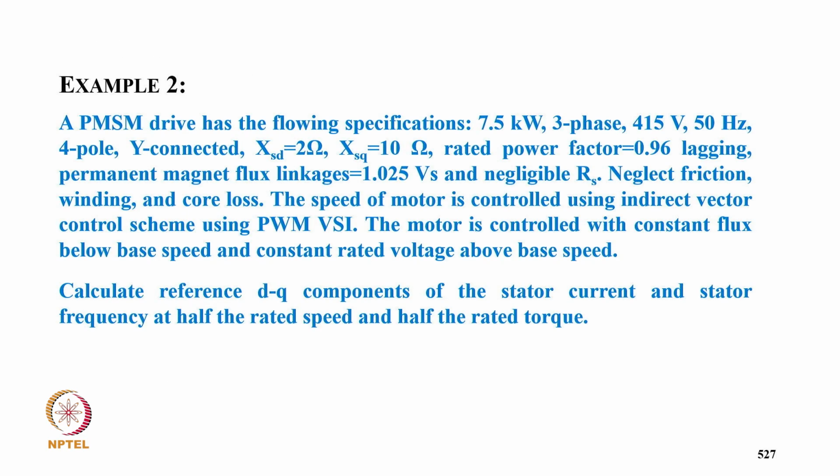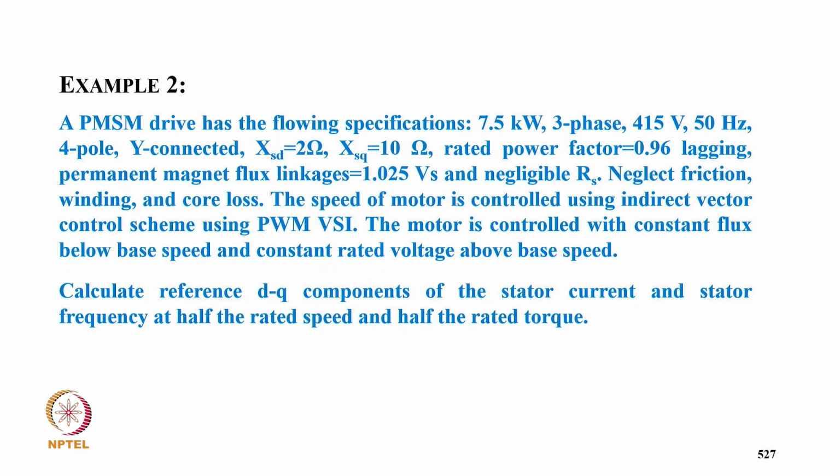Coming to example 2: a PMSM drive has the following specification: 7.5 kilowatt, 3-phase, 415 volt, 50 Hz, 4-pole, star connected, Xd 2 ohm, Xq 10 ohm, and rated power factor 0.9, permanent flux linkage 1.02 volt-second, and negligible resistance, neglect friction, voltage drop and core loss. The speed of the motor is controlled using a direct vector control scheme using PWM. The motor is controlled with constant flux below base speed and constant rated voltage above it.